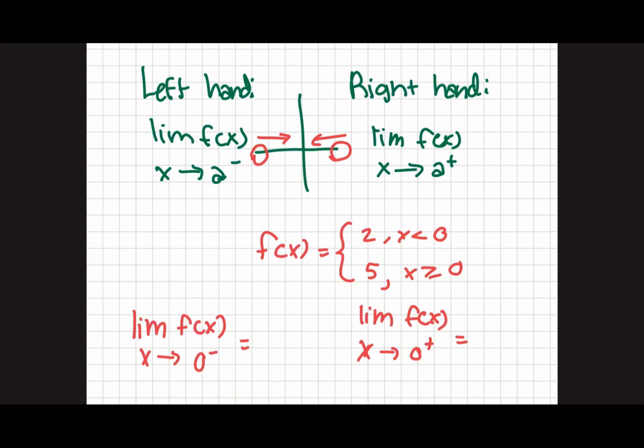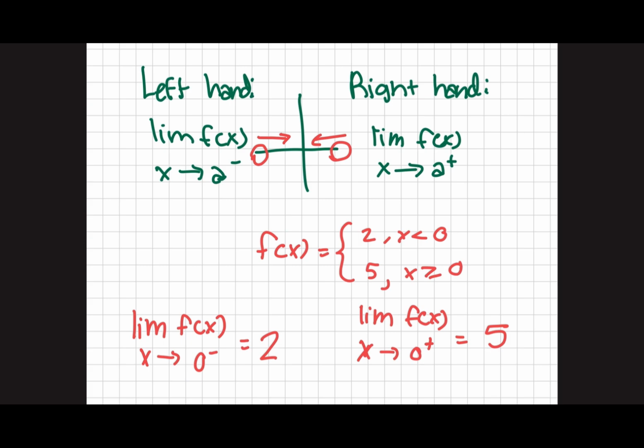Let's say f of x is 2 when x is less than 0, or 5 when x is greater than or equal to 0. So, if we look at the limit of f of x as x approaches 0 from the left, we see that when x is less than 0, that limit would be 2. But if we look from the right, the limit would be 5.